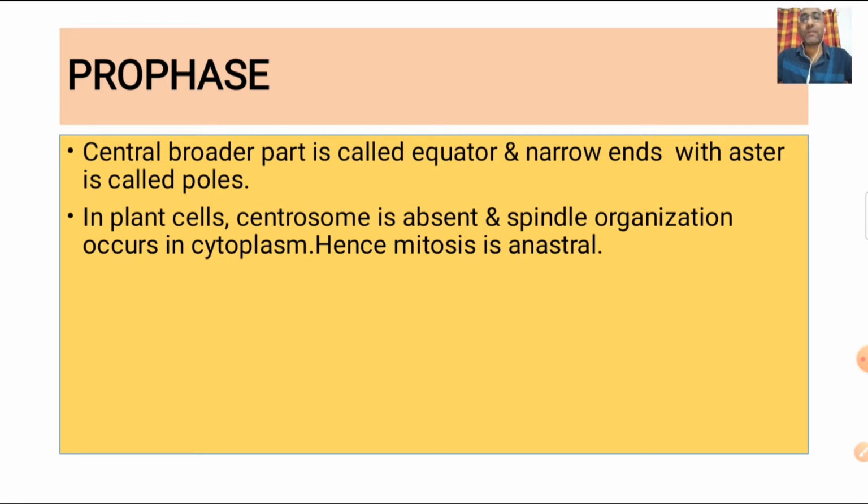As far as plant cells are concerned, the centrosome is absent and spindle organization occurs in the cytoplasm. Hence the mitosis is known as anastral type of mitosis, since asters are not formed.